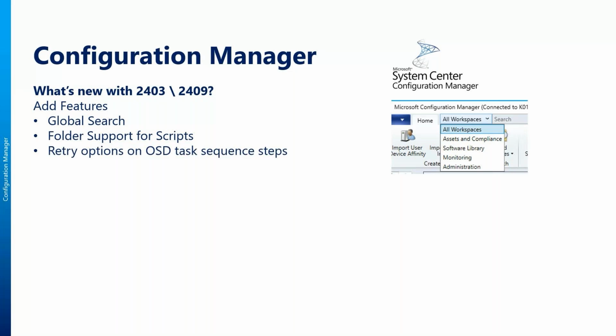On the operating system deployment, the retry option that used to be available for software updates and application model apps is now available for installed packages and legacy packages in your operating system deployment. It will allow you to configure how many times you want to retry one of these steps before the task sequence fails. That's quite handy, really, because before, if it failed on the first go, it just failed and stopped.